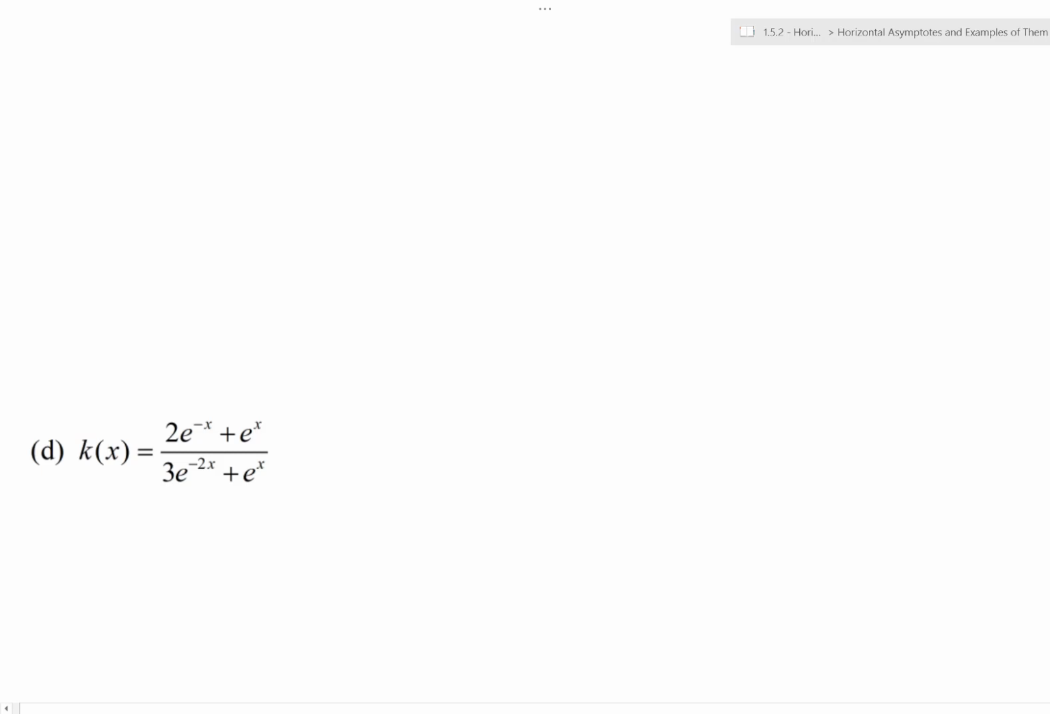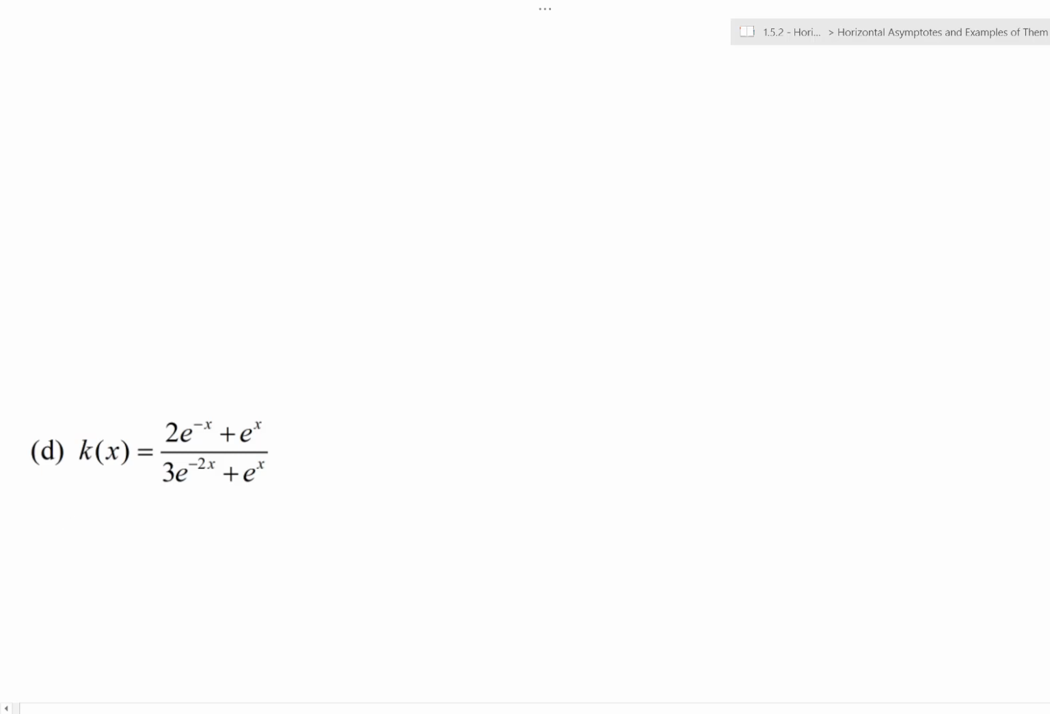Now this one, definitely not a rational function, right? Because we have ratios of exponential functions that are being combined. So you think, well, what's going to happen here? Can we do something similar like we did in the previous couple of examples? Let's start by investigating what happens as x goes to positive infinity.